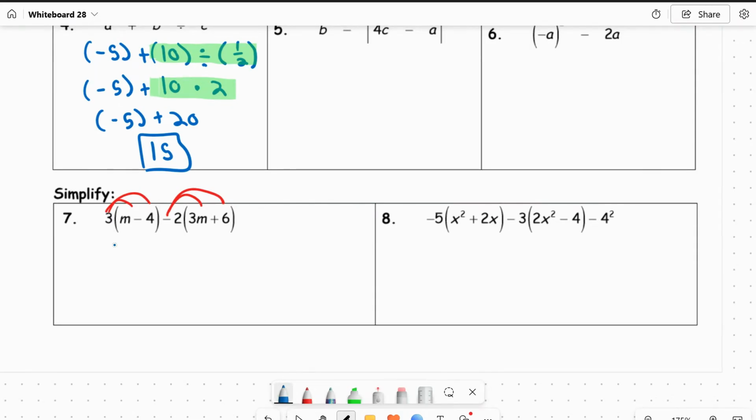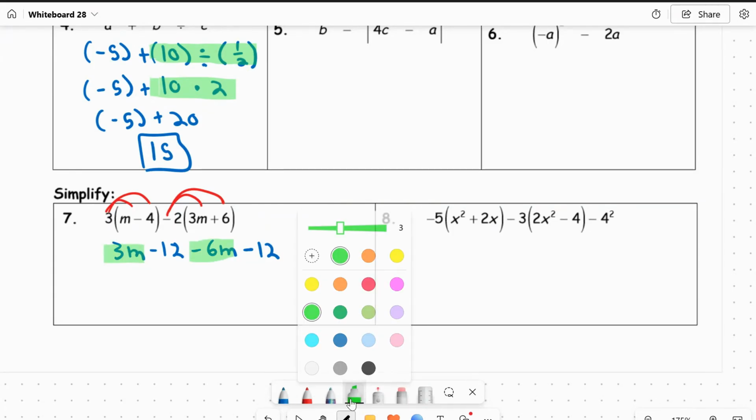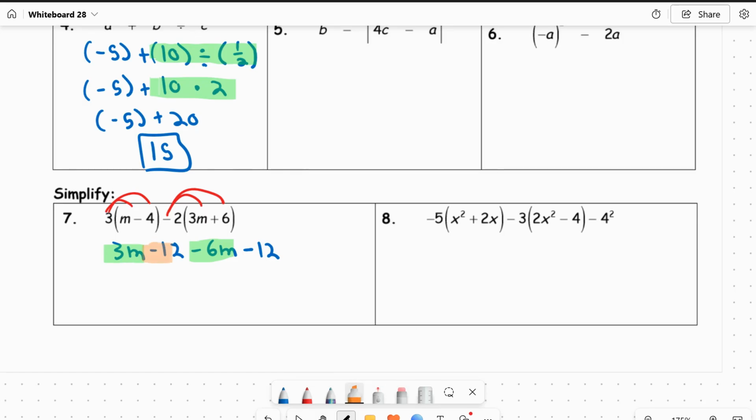So 3 times m gives me 3m. 3 times -4 gives me -12. -2 times 3m gives me -6m. -2 times 6 gives me -12. From here, let's go ahead and combine like terms. 3m minus 6m gives me -3m. -12 plus -12, or -12 minus 12, gives me -24. And that is my simplest form.